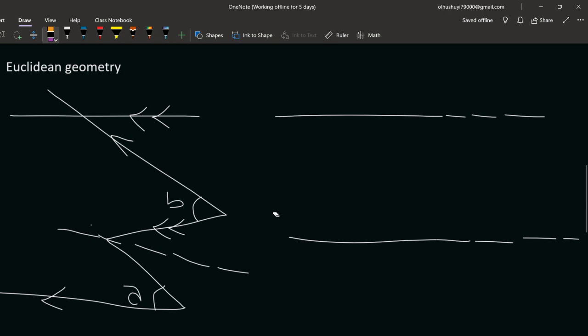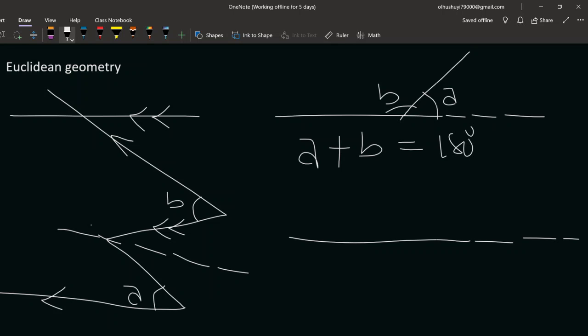If you have this angle A and this angle B, of course, you know A plus B will equal 180. Why? They are angles on a straight line, or you say they are supplementary angles. Good. What if you have this?